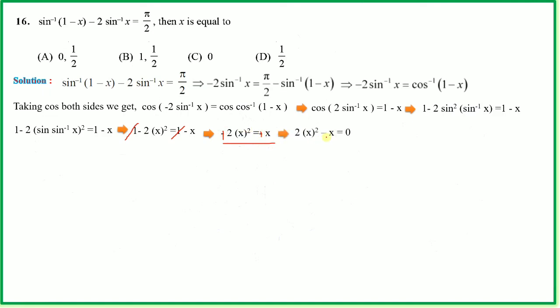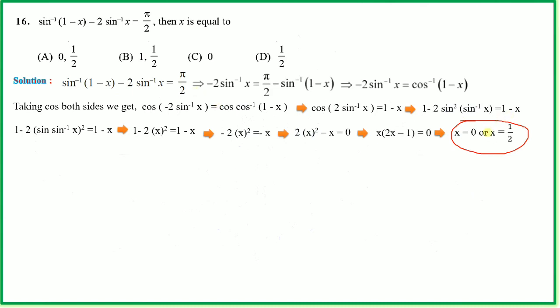So taking this x to the left hand side, 2x square minus x is equal to 0. Then x taken common, so x(2x minus 1) is equal to 0. As we have two factors, we will have the following two conditions. Either x is equal to 0, or 2x minus 1 is equal to 0. If 2x minus 1 is equal to 0, then 2x is equal to 1 and x is equal to 1 by 2. So now the interesting thing starts here.